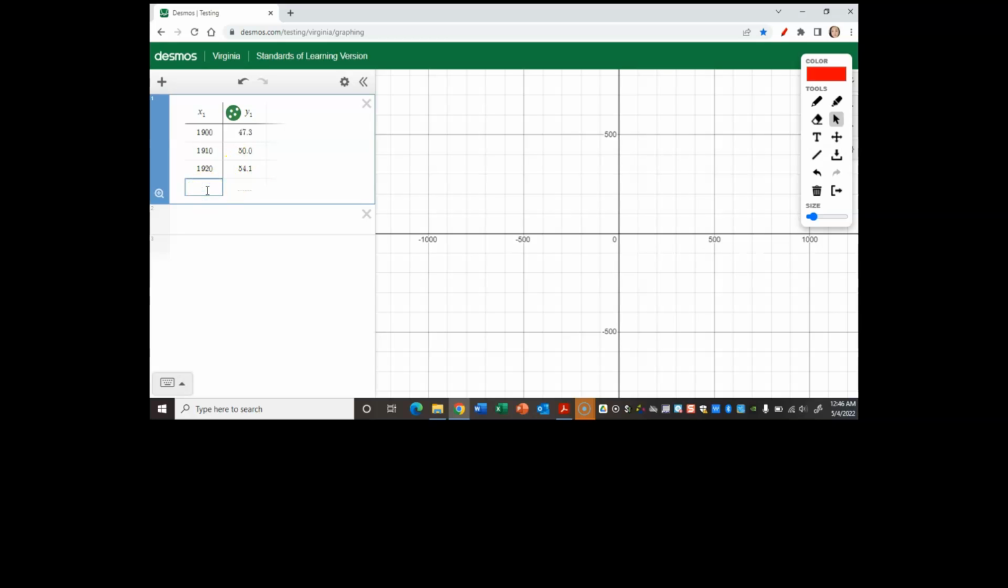Always do left to right. Don't go down because they need to match together, okay? And then after you enter it, make sure you check your numbers. Make sure they're all good.